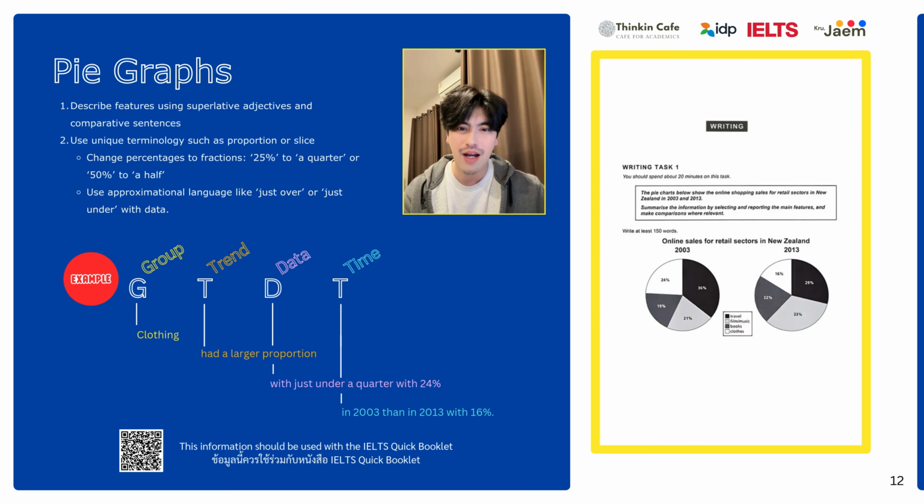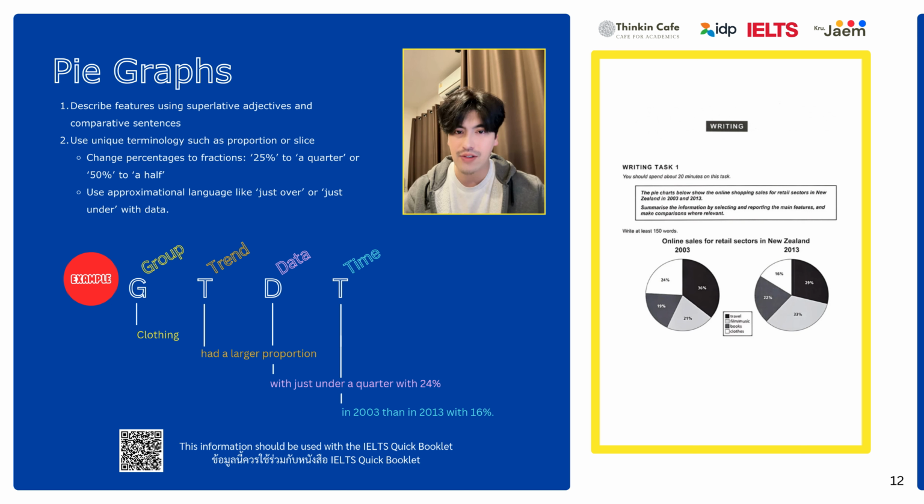The description of a pie graph is also quite straightforward. If you've understood the content so far, then with the pie graph, you would be using, again, quite a lot of comparative language. However, you'll be focusing more on superlative adjectives, biggest or smallest, plus a noun. So the biggest proportion or the smallest slice, for instance. In terms of terminology, proportion and slice are 2 words that you should use in the description of a pie graph. Furthermore, you'll also want to be using approximations.